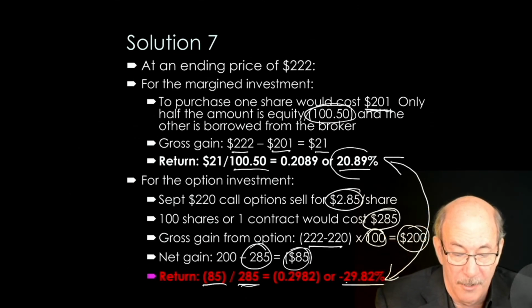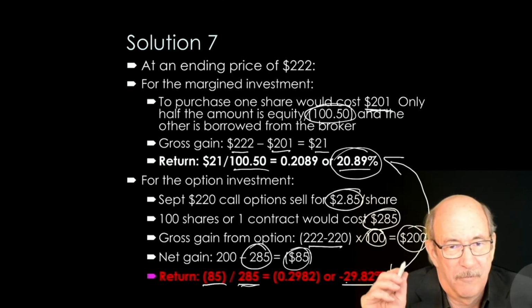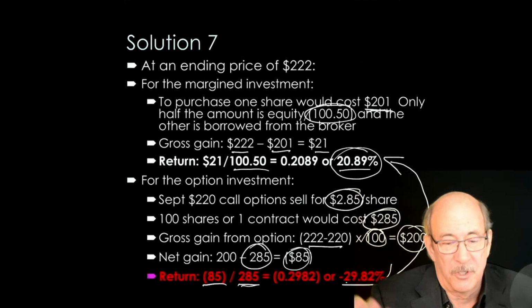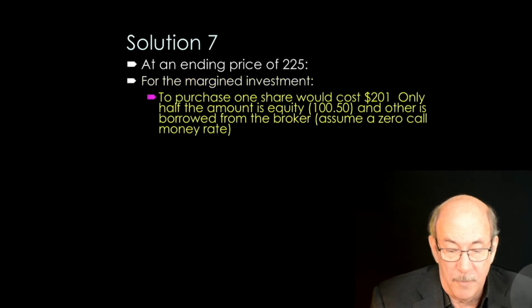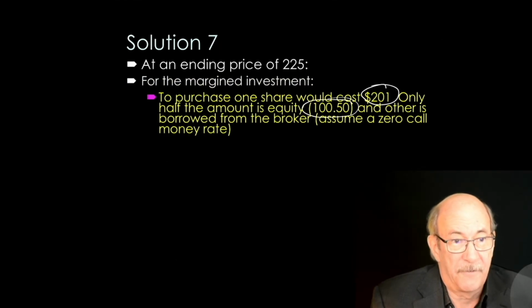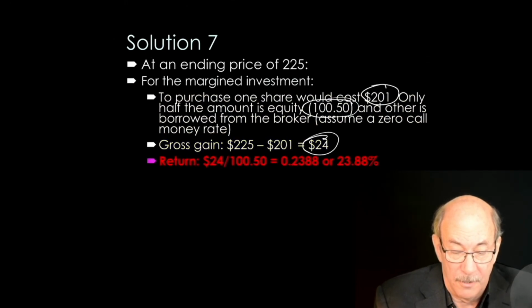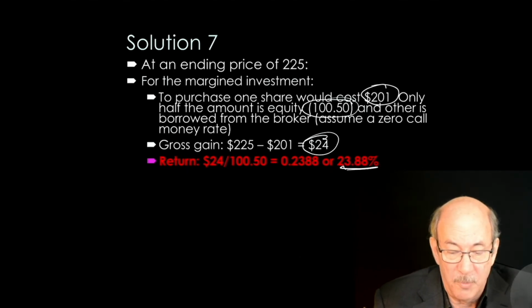So we already know that the return on our margin long position is going to go up, but not by a whole lot. What's going to be interesting is when we see what happens to the option position. It goes from almost negative 30% up to, I think, close to a positive 30%. So here at 225, let's go through the same set of numbers. Again, we buy at 201. We only have half of our money invested in this. We borrow the other half. We have $24 in total gain, and that equates to a return of just a shade under 24%, 23.88%.